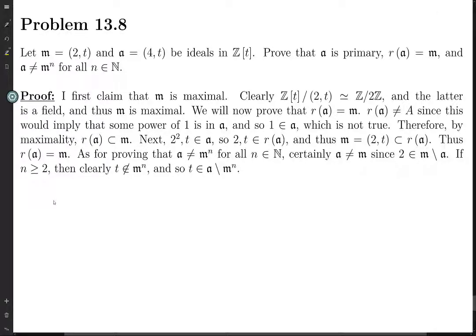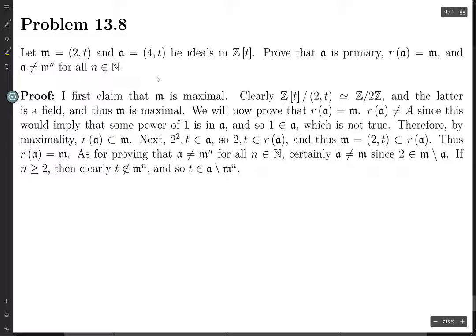Alright, last problem in this batch of exercises. These are ideals in integer polynomials in one variable. I don't know why we chose t here rather than x. Let m be the ideal generated by 2 and t, and a be the ideal generated by 4 and t. I'm going to prove that a is primary, the radical of a is m, and a is not equal to m to the n for any natural number n.